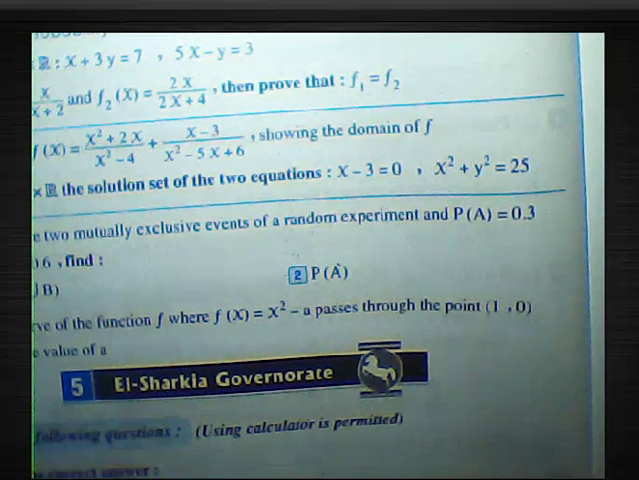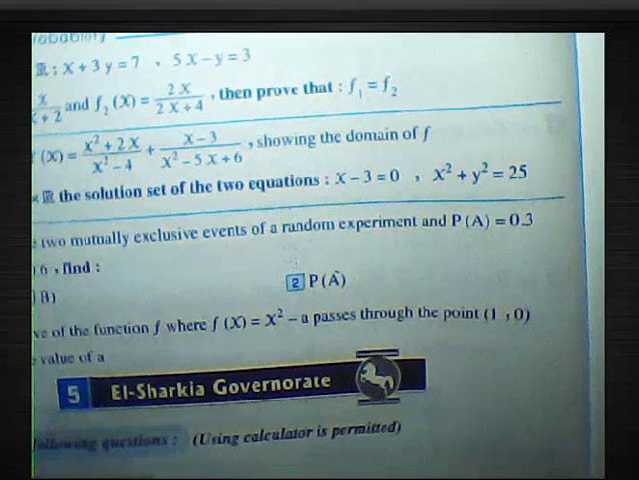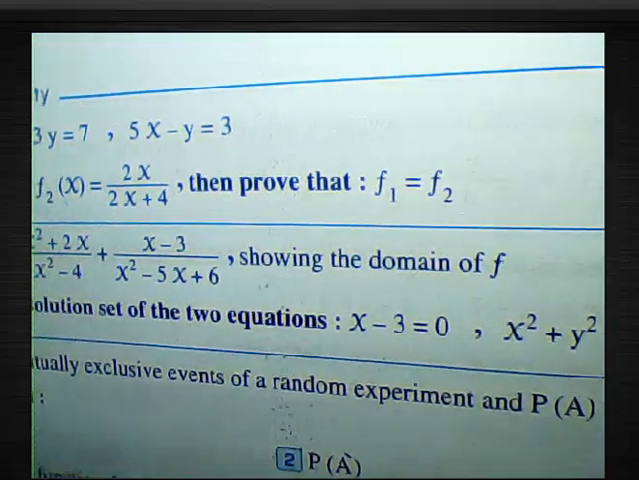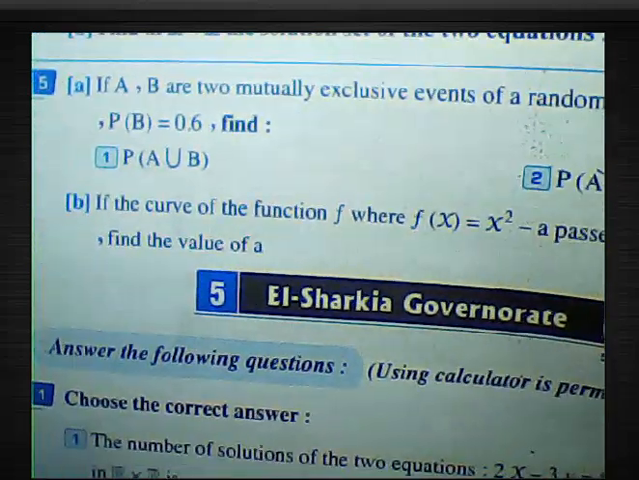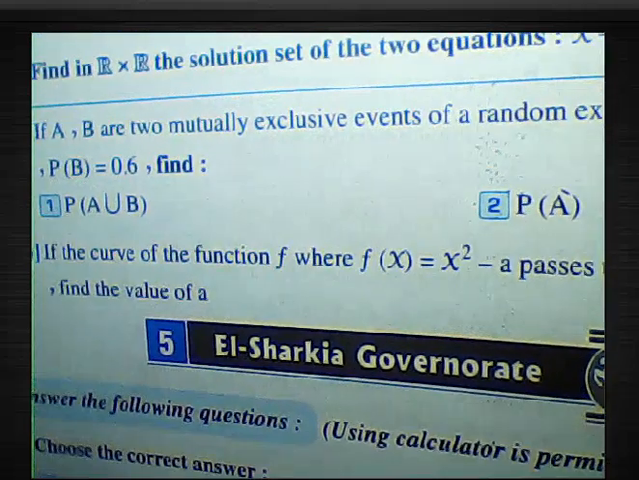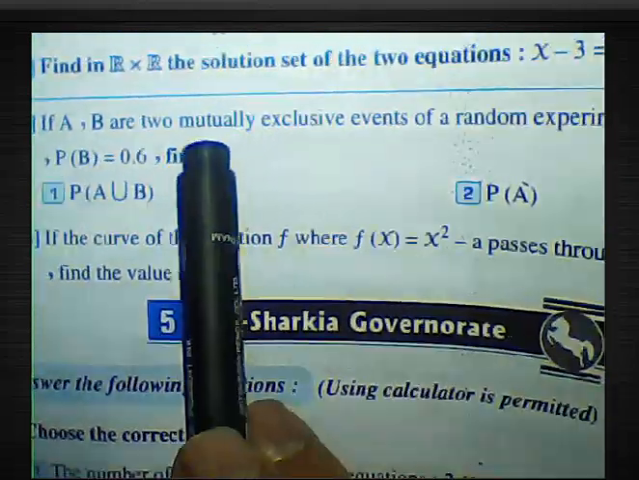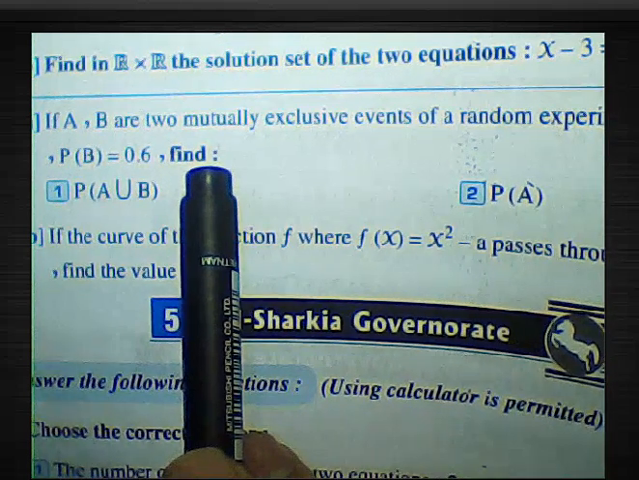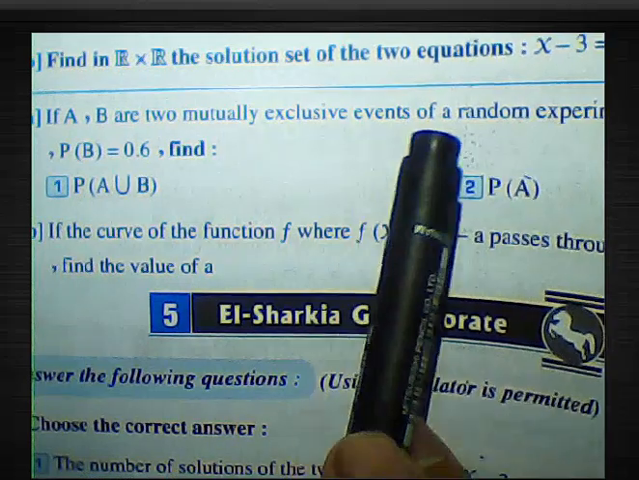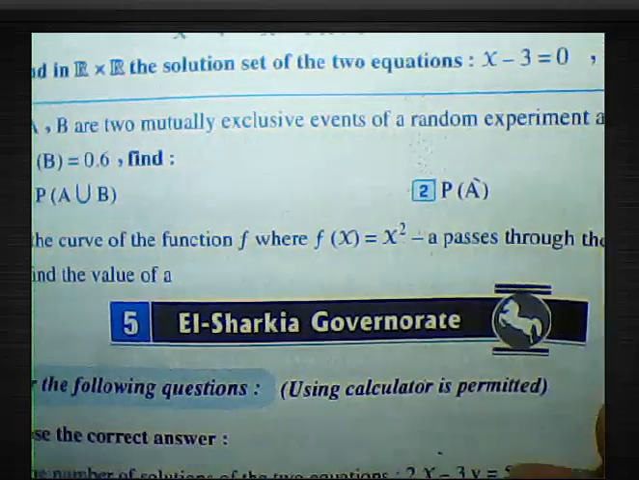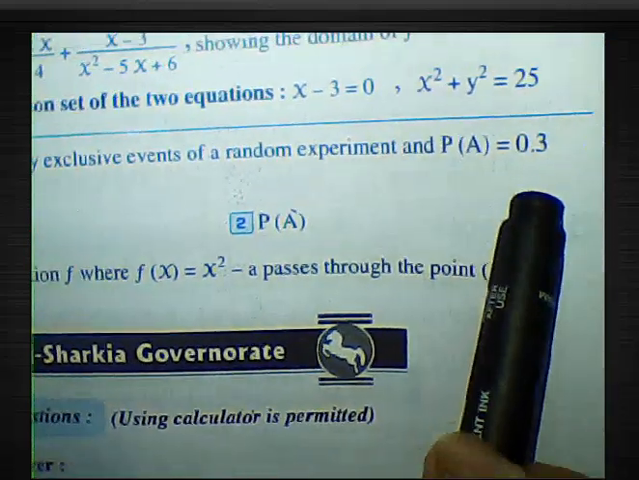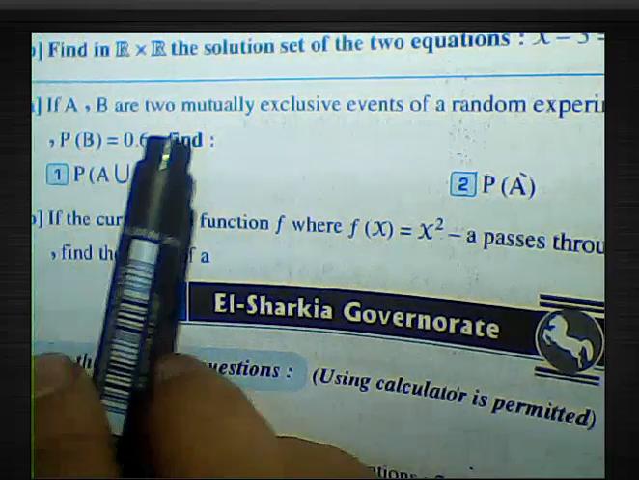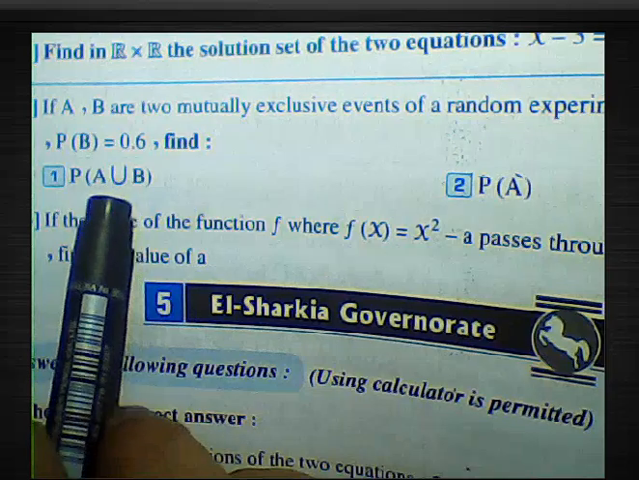Okay, question letter E. Look at this question. If A and B are two mutually exclusive events of a random experiment, probability of A equals 0.3 and probability of B equals 0.6. Find probability of A union B.